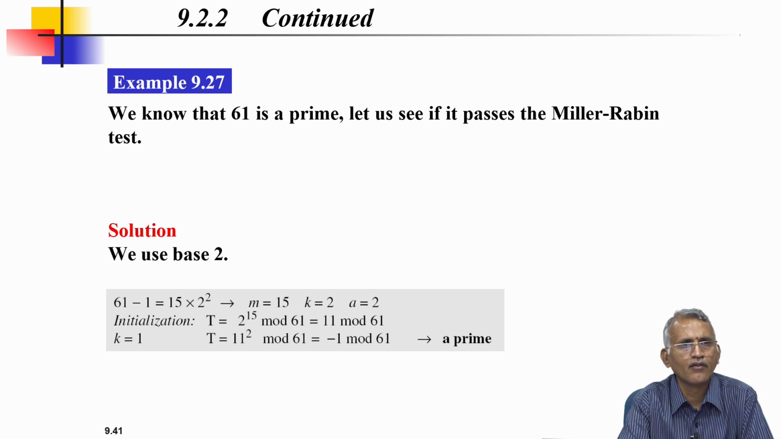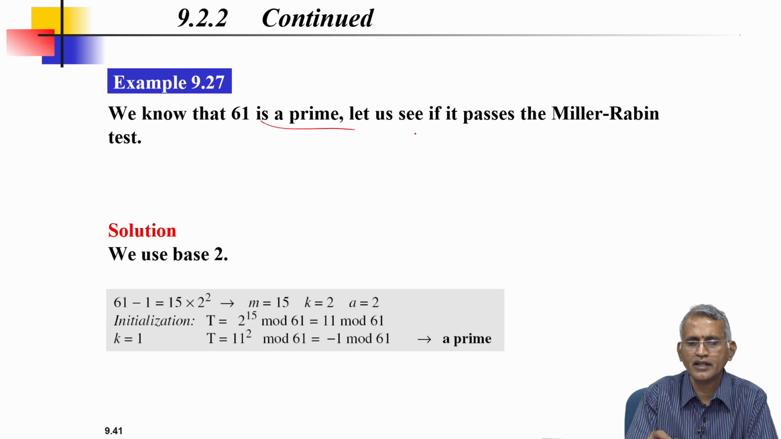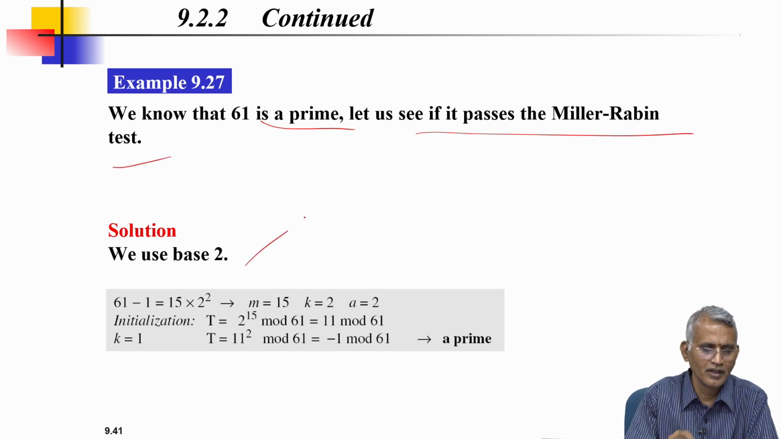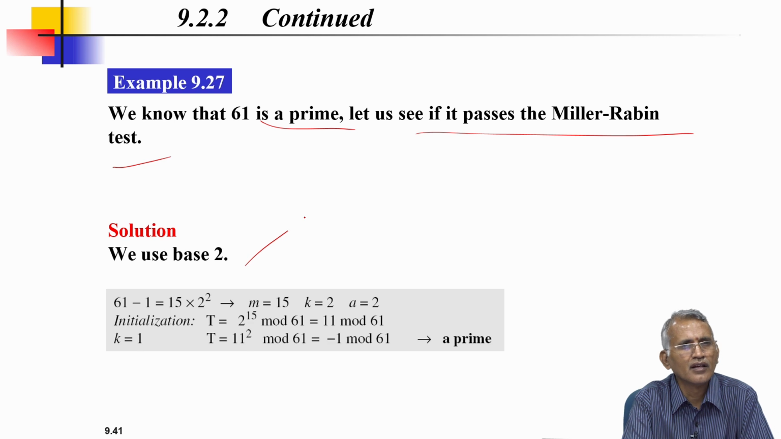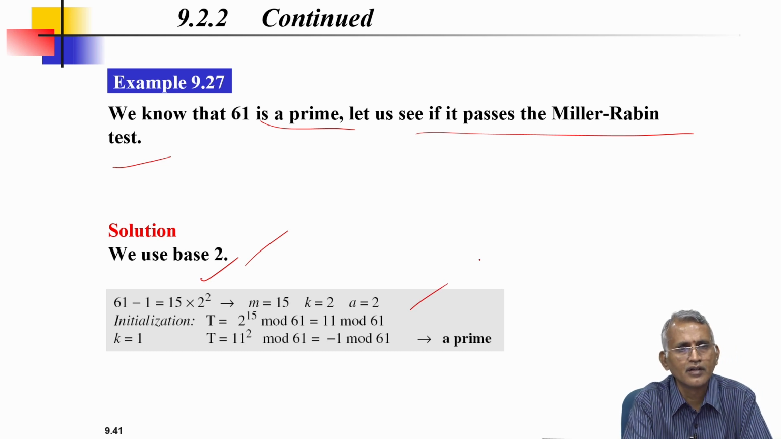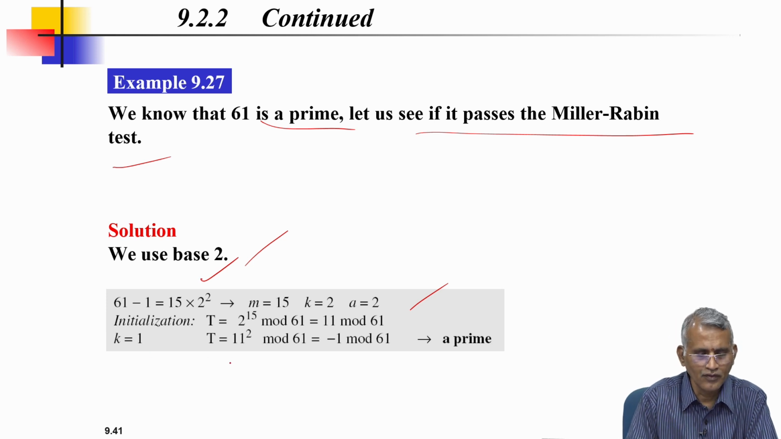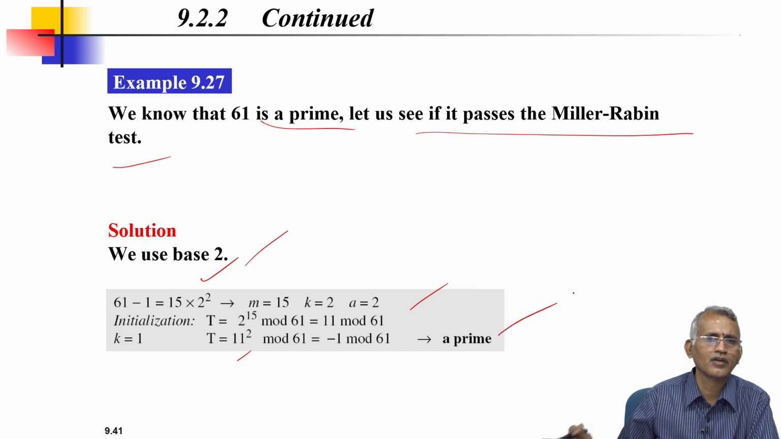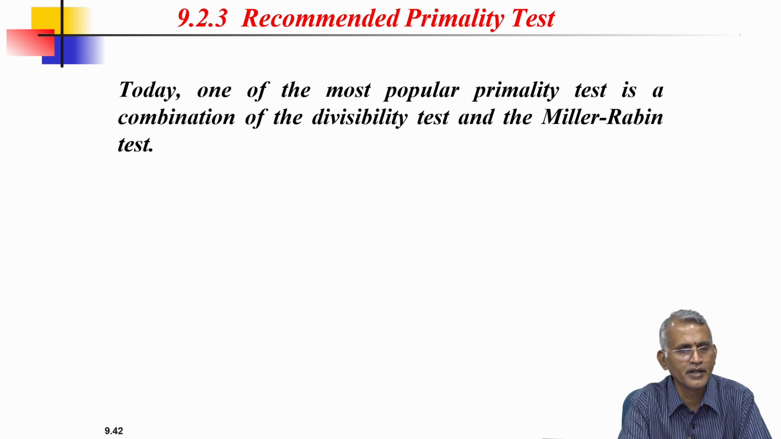What we know is that 61 is a prime. Let us see if it passes the Miller-Rabin test. We use the base 2. Now, we take 61 minus 1, which is 60. 60 can be written as 15 into 2 square, so we take m equals 15 and k equals 2 and a equals 2. So, the initialization is t equal to 2 power 15 under modulo 61, which is equal to 11 under modulo 61. Therefore, k equals 1, and t equals 11 square under modulo 61. Therefore, we have the value of minus 1 under modulo 61, so it is a prime by the Miller-Rabin test.